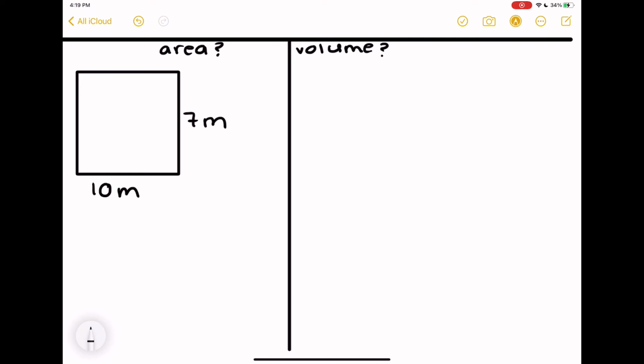Now, you guys will have 1 minute to solve the area of this square, or this rectangle, 7 meters by 10 meters, and also the volume of this rectangular prism, which is 3 inches by 12 inches by 1 inch. And as I said, you'll have 1 minute.